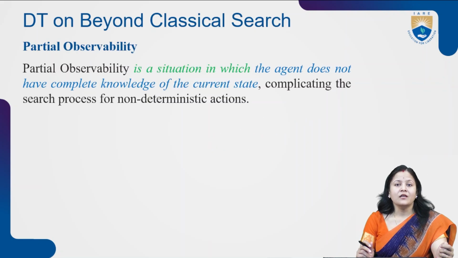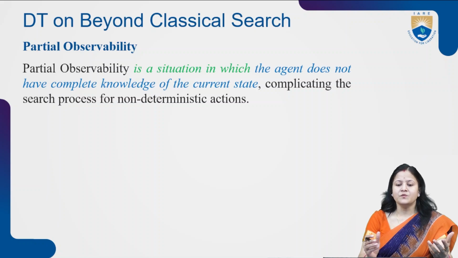Now, what is partial observability? Partial observability is a situation in which the agent does not have complete knowledge of the current state, complicating the search process for non-deterministic actions. This is one of the situations we face in the case of beyond classical search. Especially if you take the example of a robot or drone, sometimes this situation happens. Like for a self-driving car also.